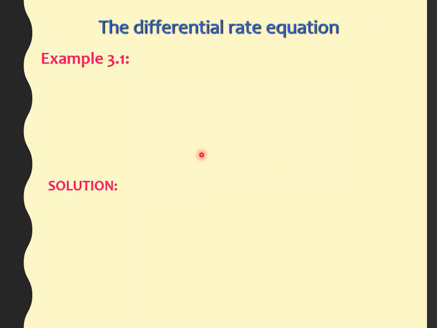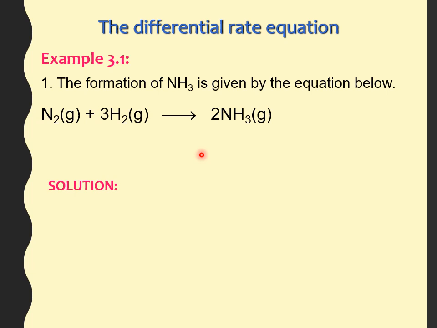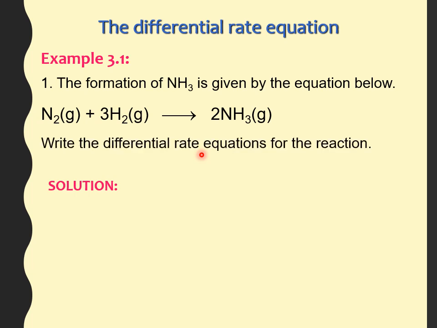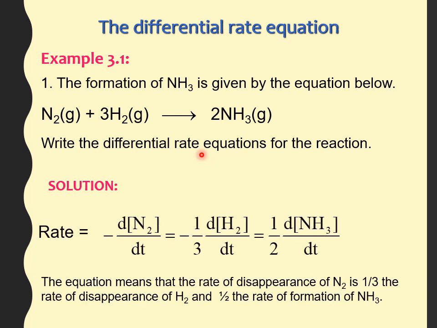Let's do example 3.1 together. The question is, the formation of ammonia is given by the equation below. N2 gas plus 3H2 gas becomes 2 moles of ammonia gas. Write the differential rate equations for this reaction. Now the solution is you need to show that the disappearance of nitrogen gas has a negative sign in front of the differential equation.